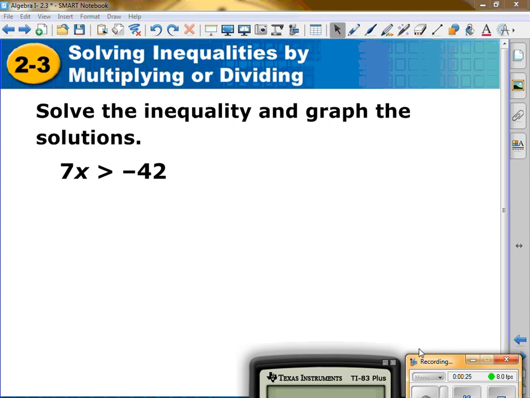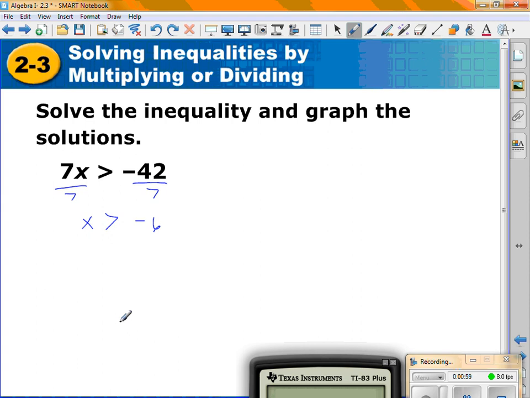Whenever we have these problems, when it was an equation, how do I get rid of the variable being multiplied? Divide. So I draw the wall. Some of you draw the wall, some of you don't. I need to divide by 7, divide by 7. X is greater than, what's negative 42 divided by 7? Negative 6. X is greater than negative 6.